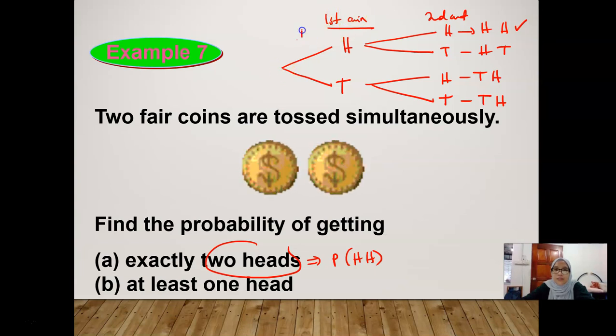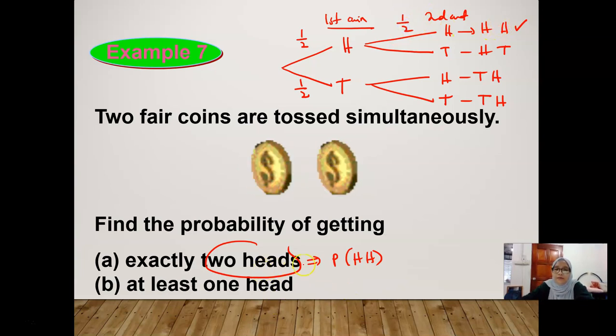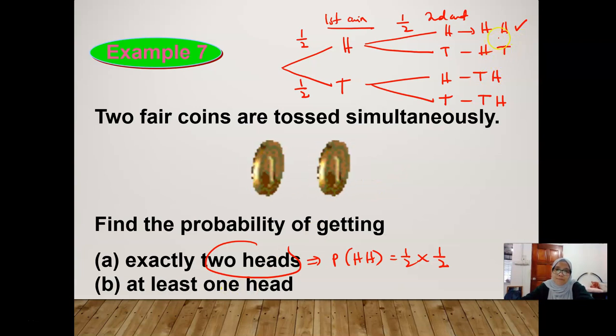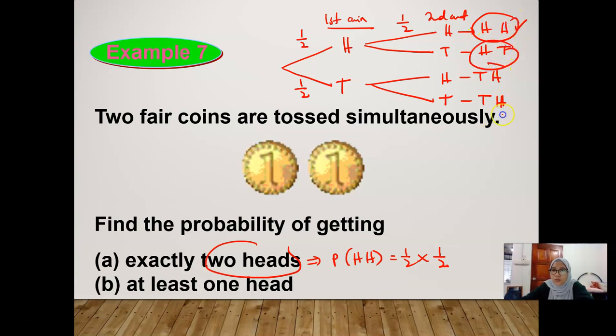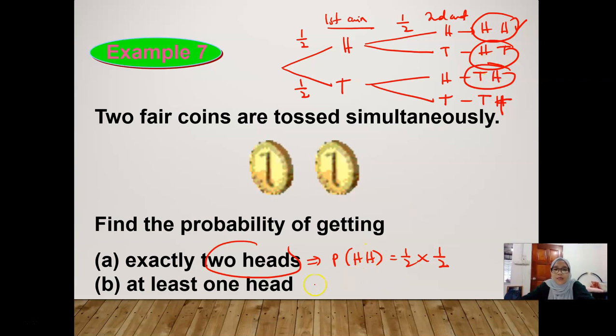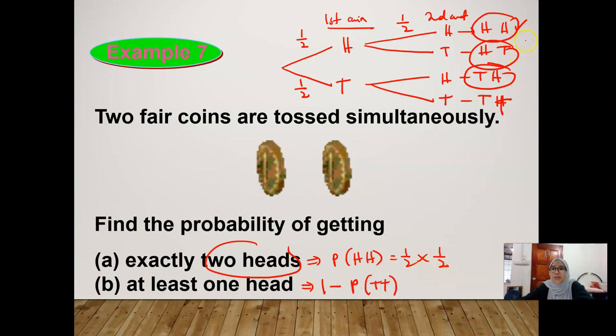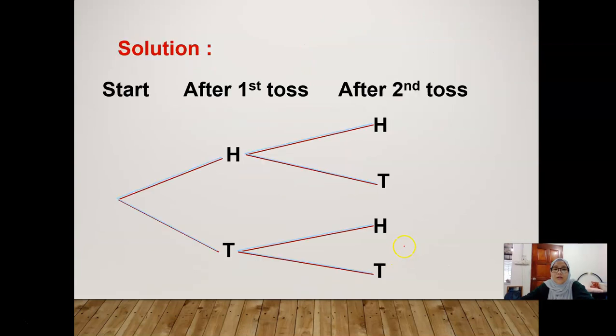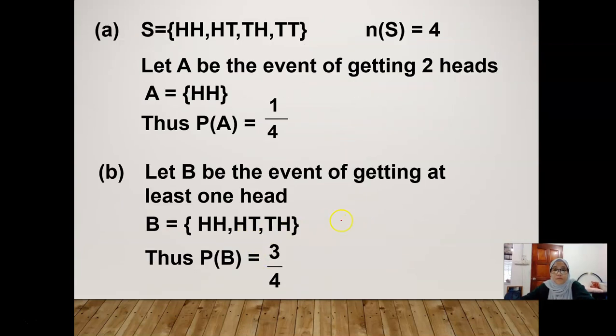So the probability for the first coin is 1 over 2. This one also 1 over 2. And then the second one is 1 over 2. So the probability of exactly having 2H is 1 over 2 times 1 over 2. At least 1H is either 1H only or 2H. So this one, right? 2H, 1H, and like this one is TT, 1H and this one. In other words, this is actually 1 minus P of both being T and T. You can calculate manually this probability, you add that one, you add that one, or 1 minus getting tail and tail. Okay, understand, right?